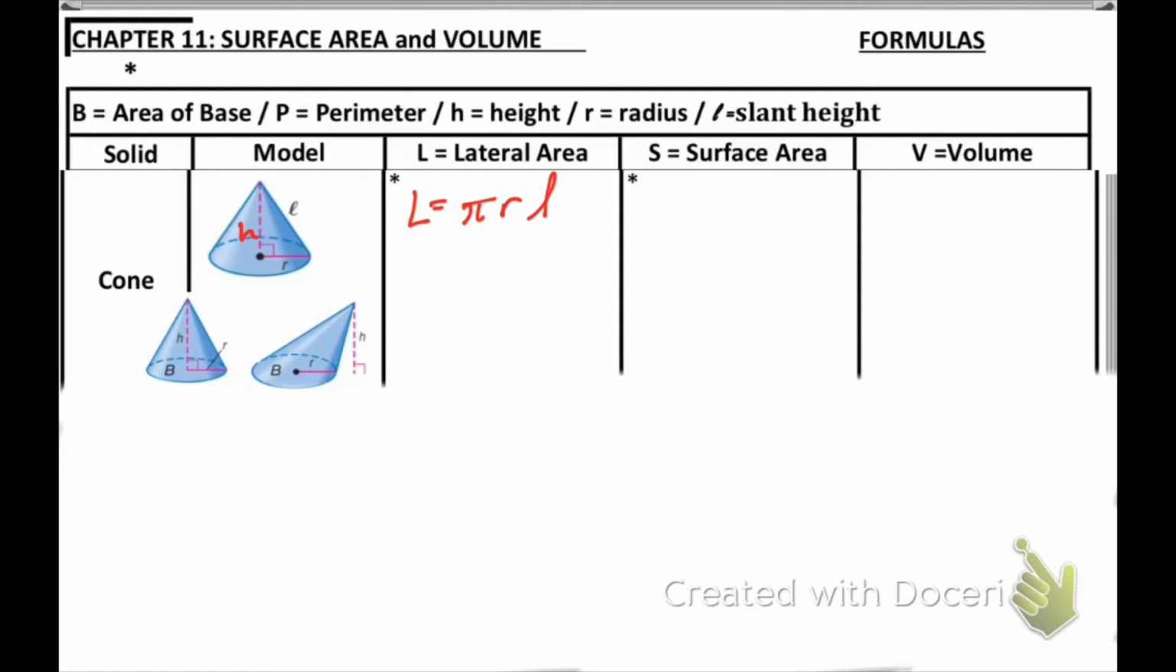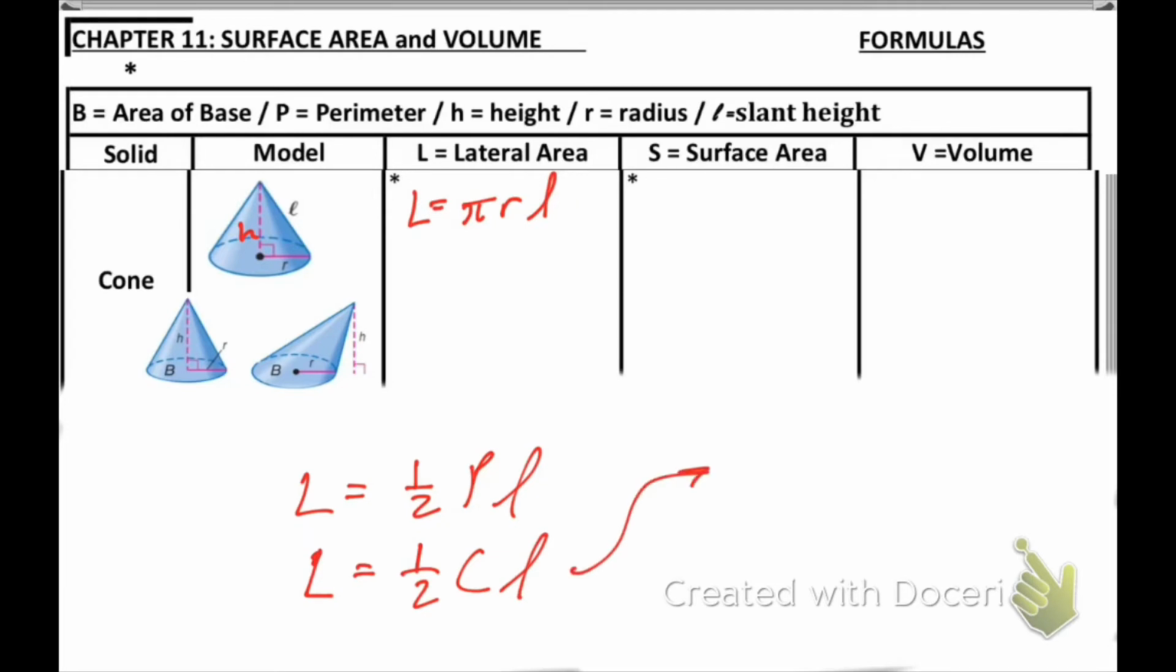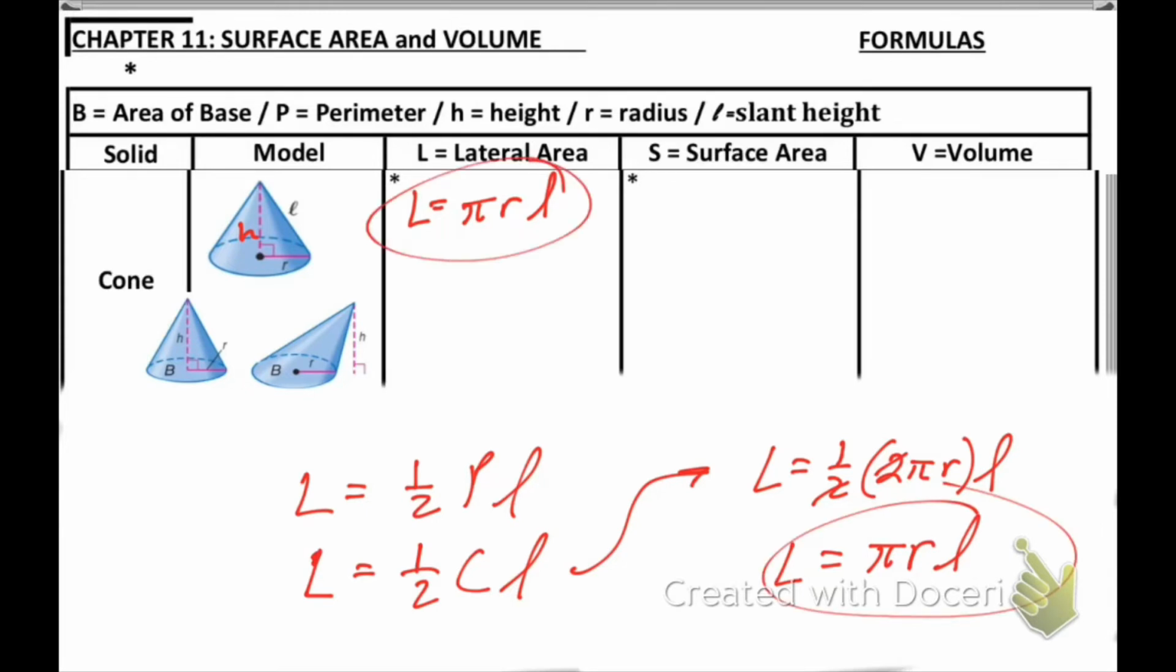The reason we get this, you don't have to write this down, but here's a quick explanation. Notice on the pyramid it was 1/2 perimeter of the base times the slant height. Since we're dealing with a circle, instead of P for perimeter, we use C for circumference. The circumference of a circle is 2 pi r, times 1/2 times L, where the halves cancel each other out, and I'm left with pi times radius times L. So that's a quick explanation of how we get that.